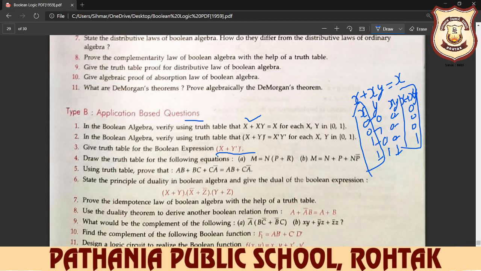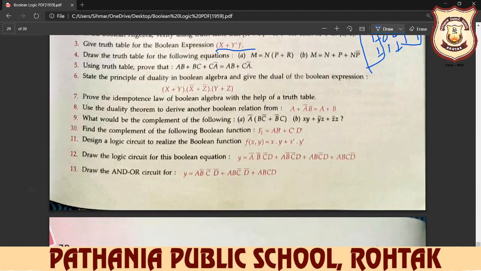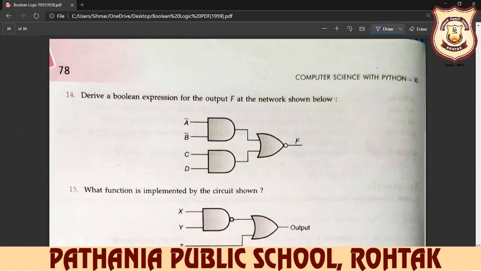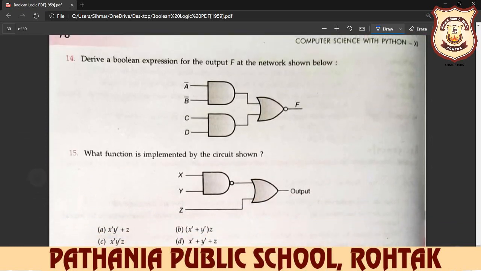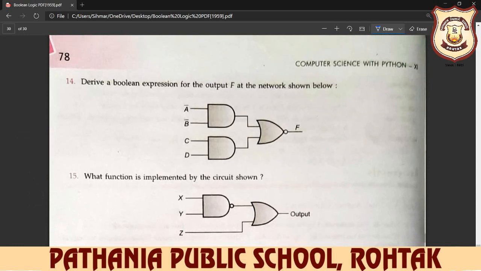Truth table of (x plus y complement) whole complement, and then again you draw the truth table. You do it, no problem in these questions. If you find any problem in these questions, you can talk to me in the Zoom class. And okay, now we solve question number 14 here.